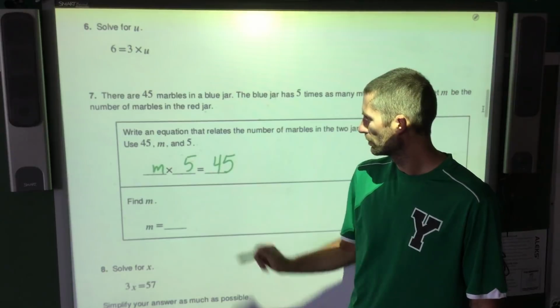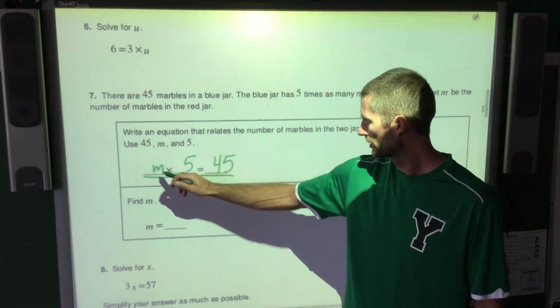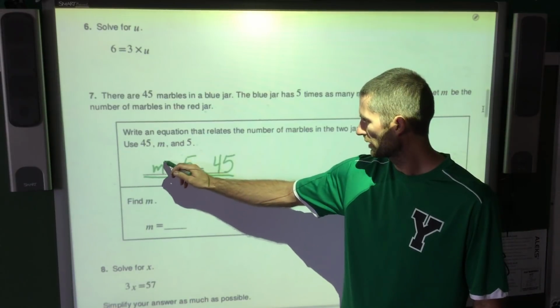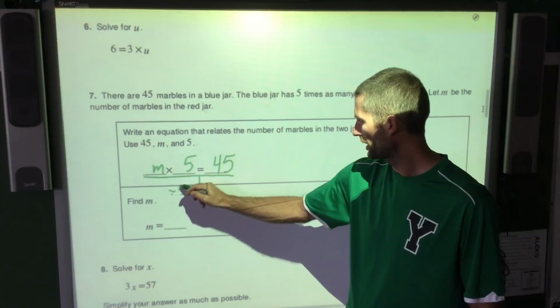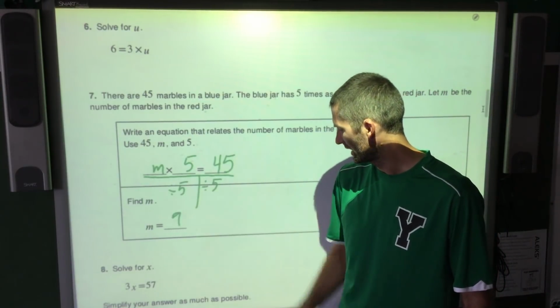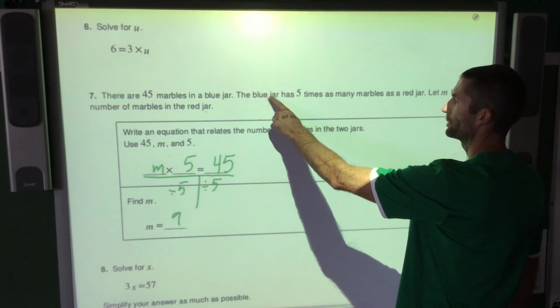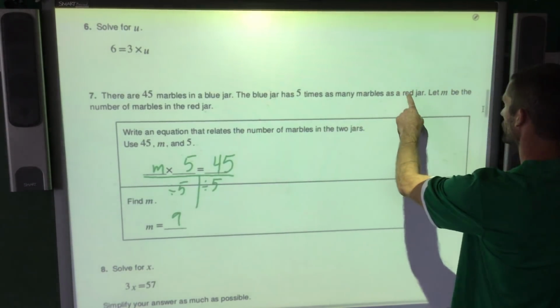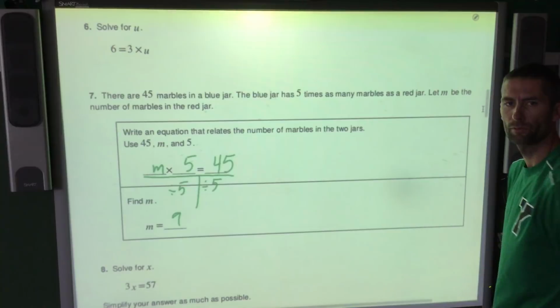So now we find M. To do that, put it on a balance. M times 5, we want to isolate the M. So we're going to do the inverse of times 5, which is divided by 5, divided by 5. 45 divided by 5 is 9. So let's make sure that makes sense there. 45 marbles in the blue jar. The blue jar has 5 times as many as the red jar. So if the red jar has 9, 9 times 5 is 45.